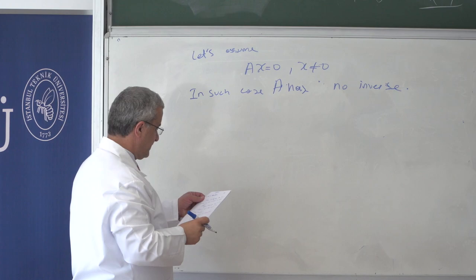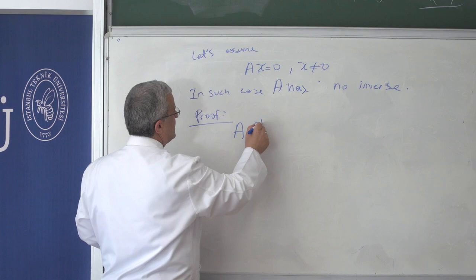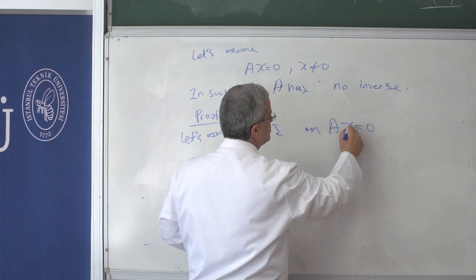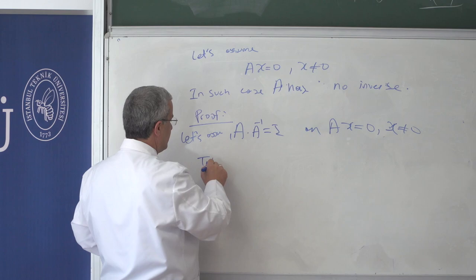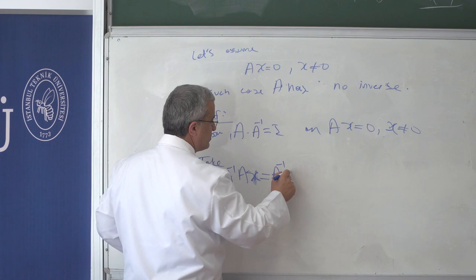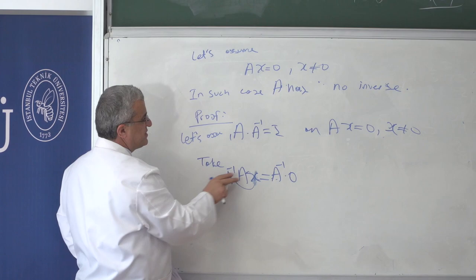So proof. Let's say A inverse exists. Let's assume A times A inverse and AX is equal to zero, X different from zero, right? This is true and this is true. So what do we do? Let's take AX is equal to zero and multiply both sides by A inverse, since we said it exists, right? So let's take this equality and multiply from left by A inverse.